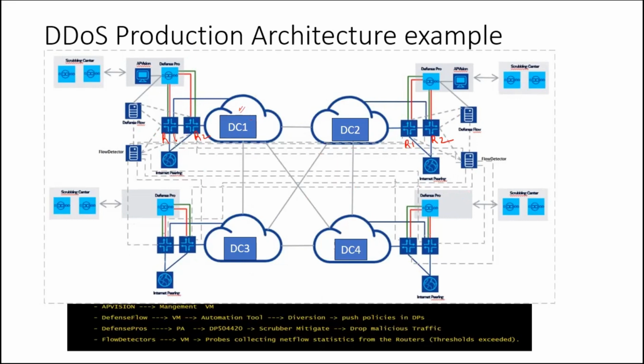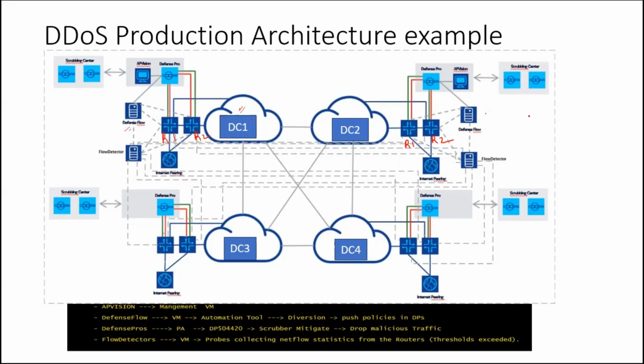So there will be a central defense flow, okay, and it has redundancy. See, we have a defense flow here also, and these defense flows are in active standby. It depends how much the organization wants to invest in the infrastructure. So in this example, we have an active and standby redundancy.